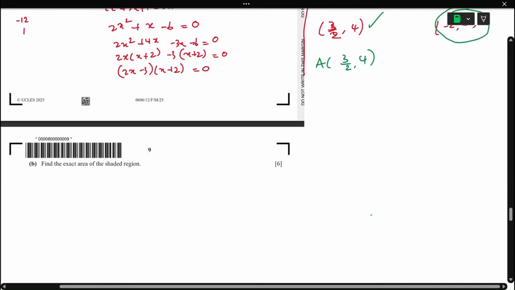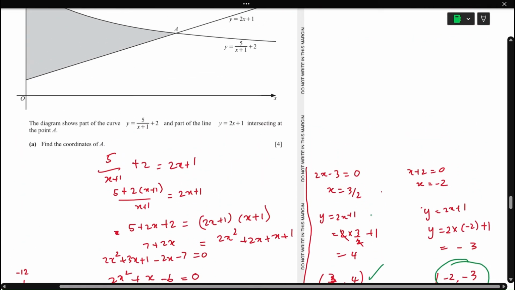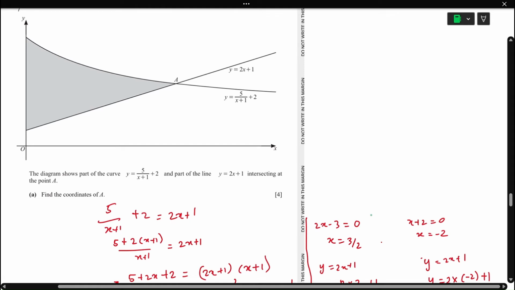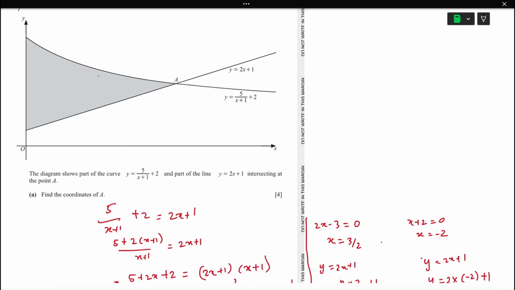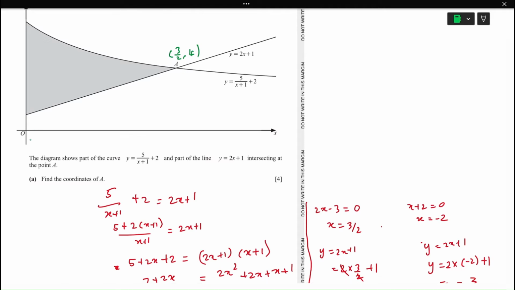Okay, the next one, find the exact area of the shaded region. So we are going to do integration here. So first I will take the curve value. So this coordinate is 3 by 2 comma 4. So here to here, this is 0 for x, and this is 3 by 2. So we are going 0 to 3 by 2. First we need to find under the curve. So I'm going to find this entire area. So this full area, first I'll find out.